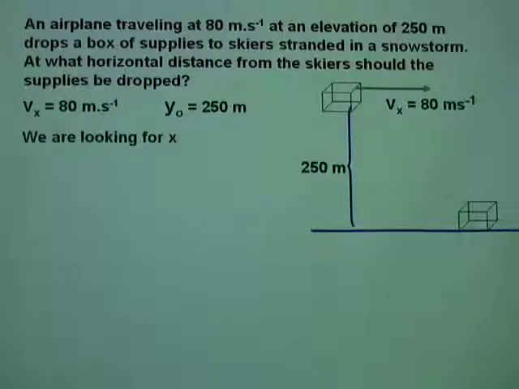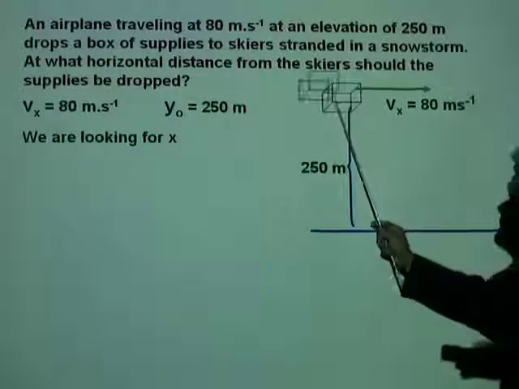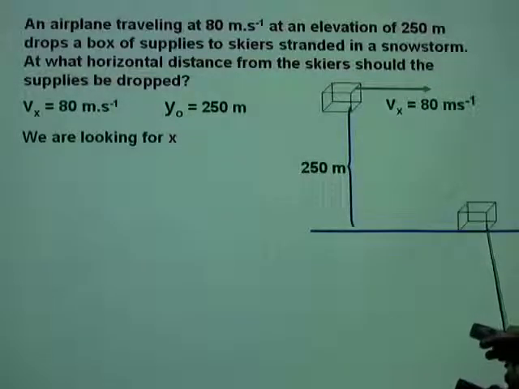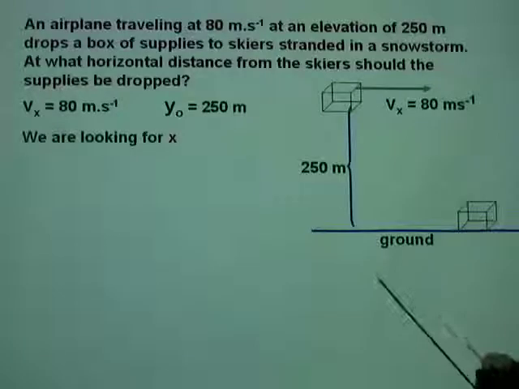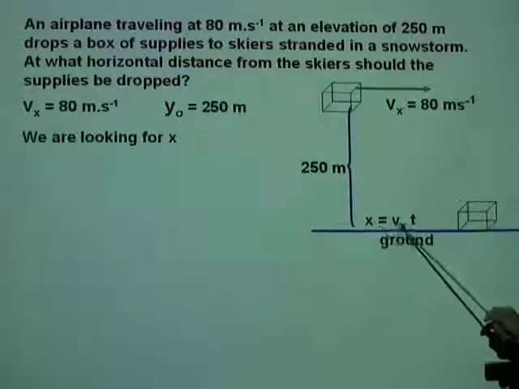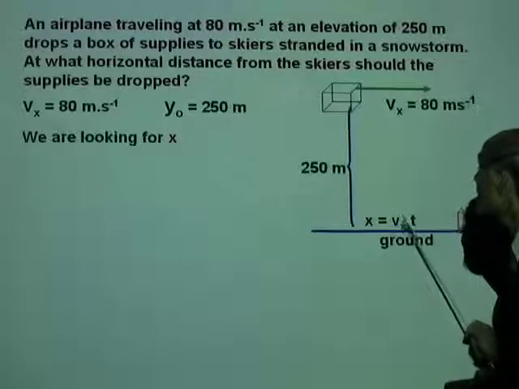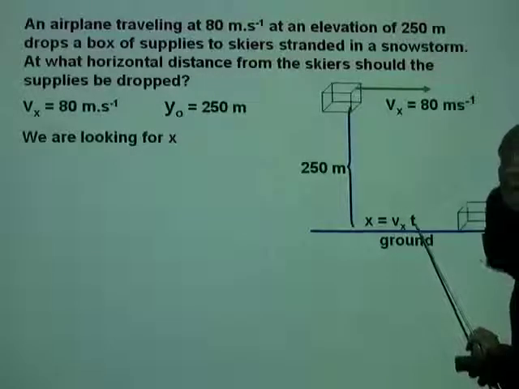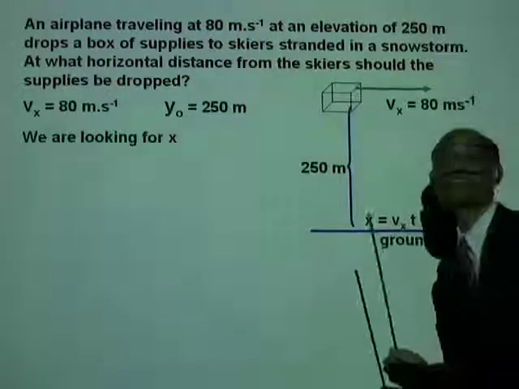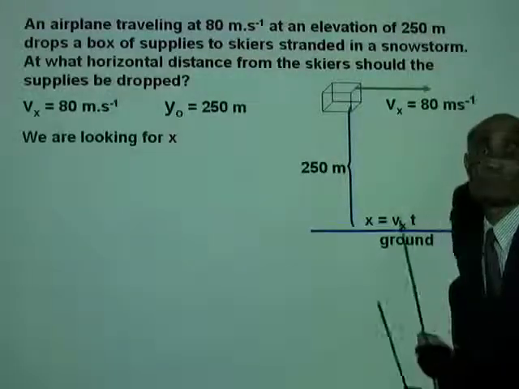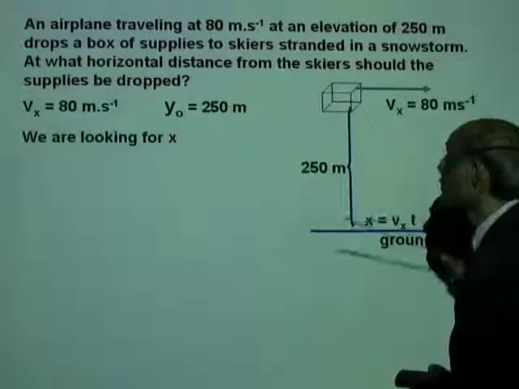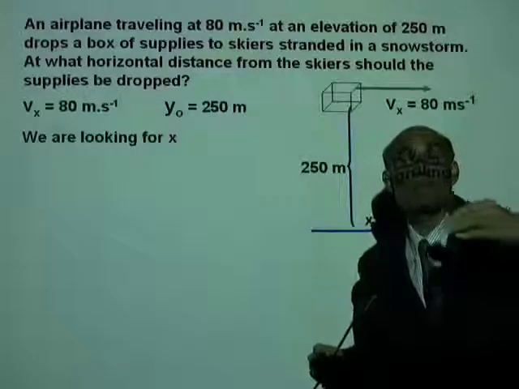Now look at the motion of that box again. It has an initial horizontal velocity, so this is how the box is going to fall. Now we need to find this x, and you know x equals Vx multiplied by the time of fall. We know Vx. Therefore, we need to find the time. Well, it is very simple. Since we know y0, we can find the time of fall.